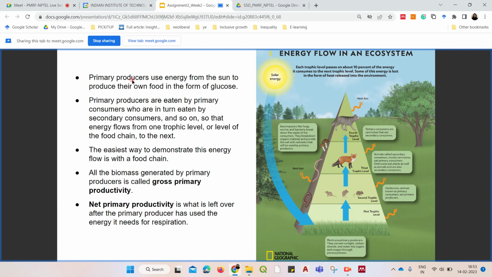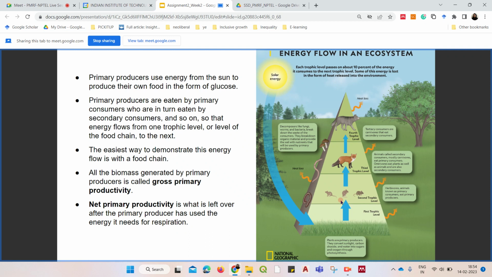So primary producers are eaten by primary consumers, small organisms which are herbivores, for example earthworms or rodents and things. And then they are eaten by secondary consumers, which belong to the third trophic level.